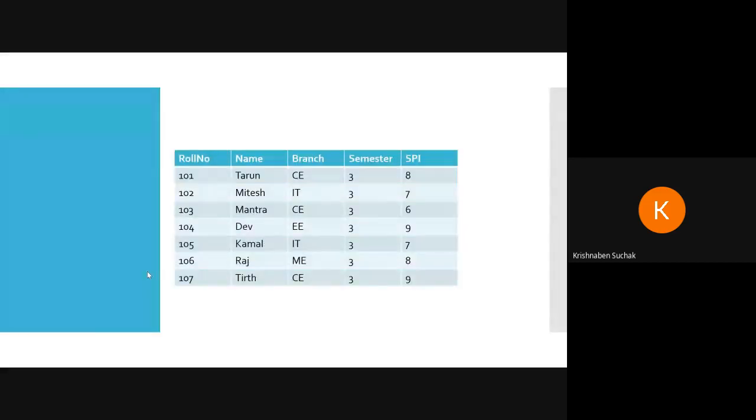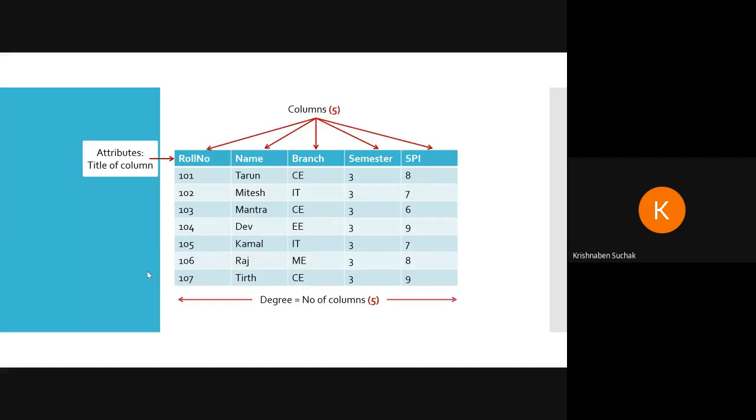Okay. So, let us revise the last lecture quickly. As we know, these columns are called attributes, or you can say they are the titles of columns. There are 5 columns in this table. Degree is equal to the number of columns. So you can say this relation has a degree of 5. Then each record, or rows, or tuples. Here there are 7 tuples and cardinality is 7, because cardinality is the number of tuples.